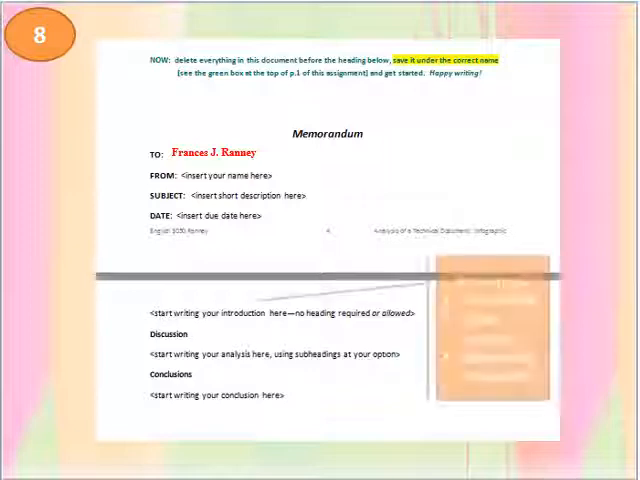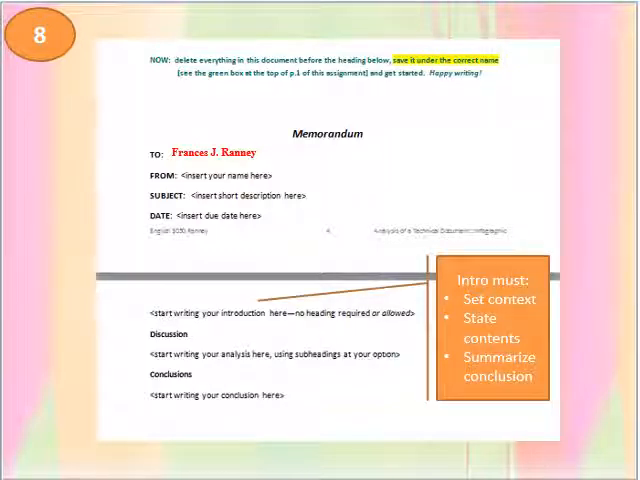As your textbook will tell you, your introduction must set the context for the memo, state its contents, and even summarize its conclusion. In technical writing, what we call the bottom line, the conclusion, frequently goes on top. The intro could be as short as 3 sentences, each one accomplishing one of the tasks in the order in which I've listed and described them.